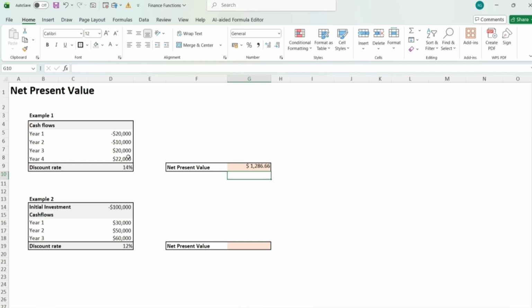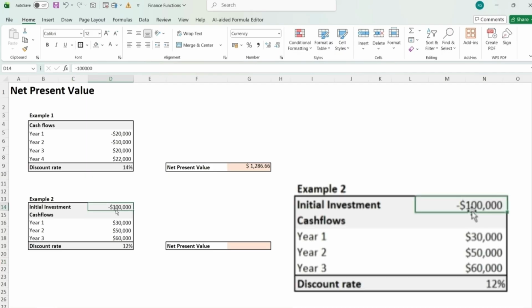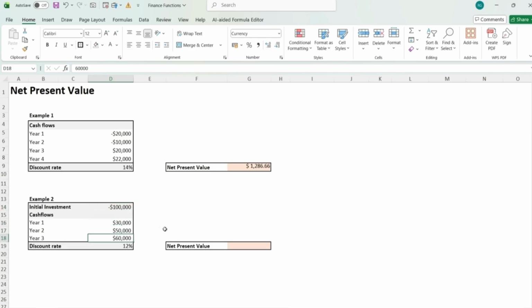Let us look at another example. So here we are assessing an investment. The initial investment required is $100,000, and then from year 1 to year 3, this investment will yield 30,000, 50,000, and 60,000 to the investor. The discount rate is 12%. So let's see how we use the NPV function over here.